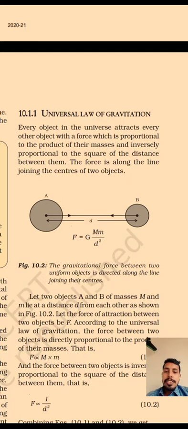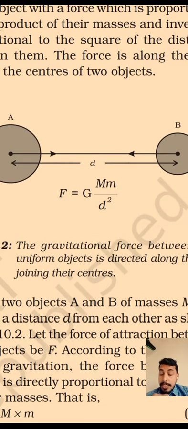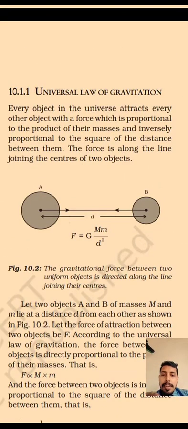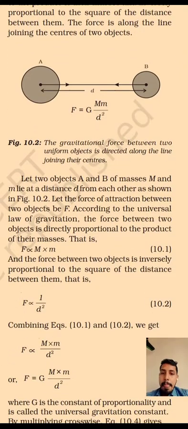Okay, the equation is given here. F is equal to G into M divided by D square. How did this equation come? Okay, we will discuss that.